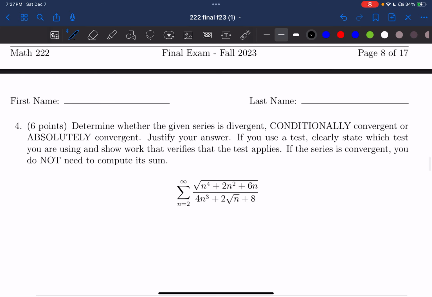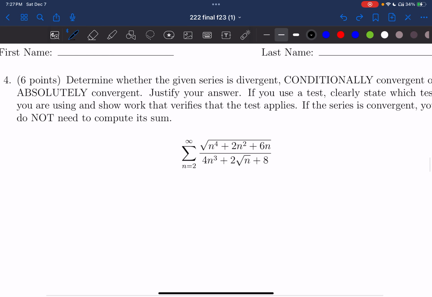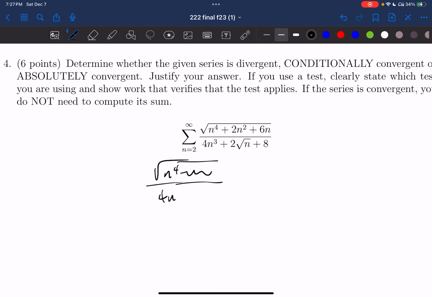Determine if this is convergent, divergent, or conditionally convergent. We do not need to compute its value. Okay, this is a pretty straightforward one. If you just get the highest power term, n to the fourth power, take the square root of this, plus other terms, we don't need to worry about that right now. And on the bottom, the highest power is going to be 4n to the third power plus other terms. So this is like n squared over 4n to the third power. You can't say this is equal, but you can view it as this. Don't write an equal sign because it's not true.